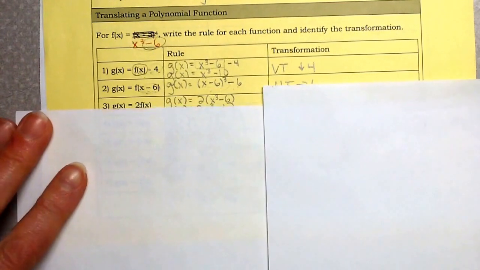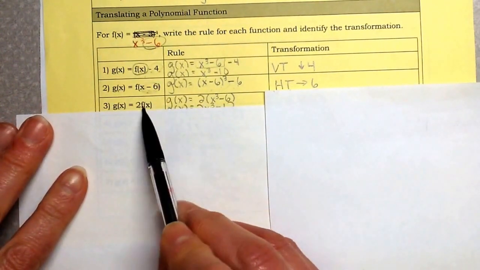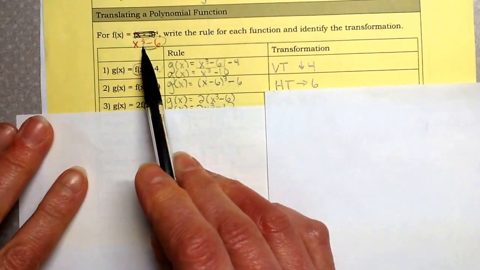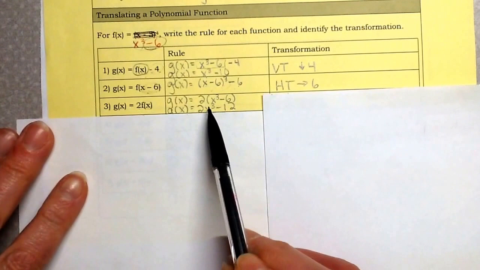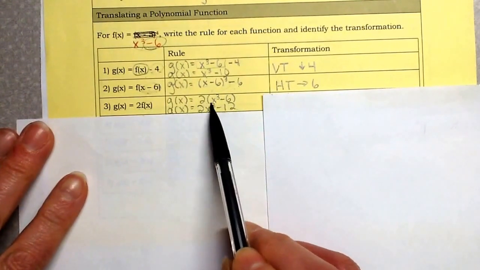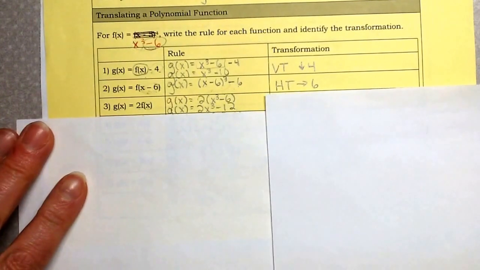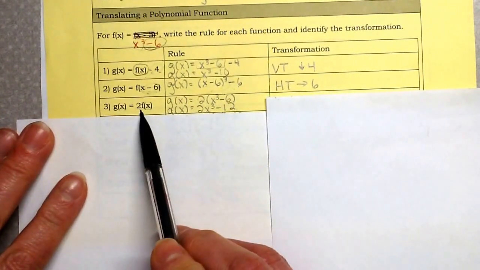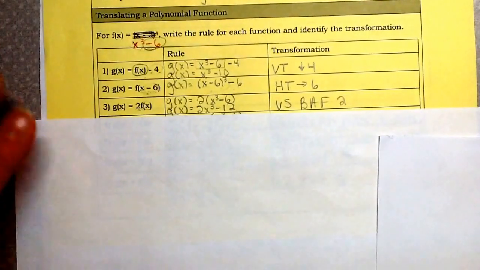Next one, you can see that we're multiplying the entire function by 2. So again, you just replace this f of x with what you were given, x cubed minus 6. And here I am going to have you simplify because that's pretty easy to do. We're just going to distribute right through the parentheses. Because it's on the outside, it's going to be vertical. Because we're multiplying, it's going to be a stretch by a factor of 2.